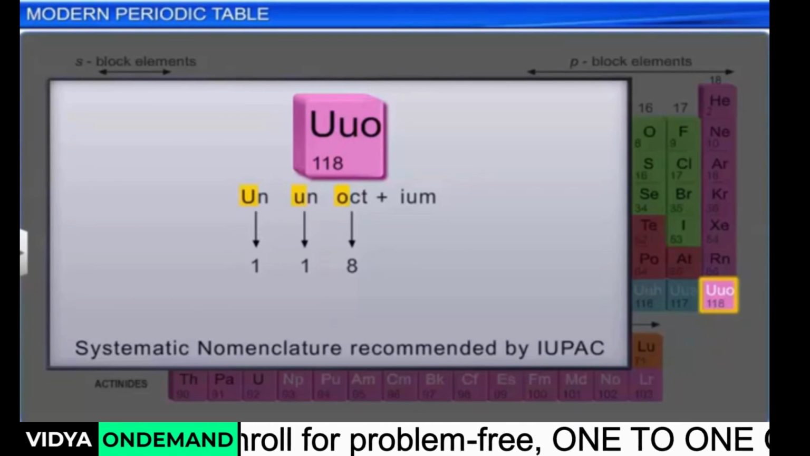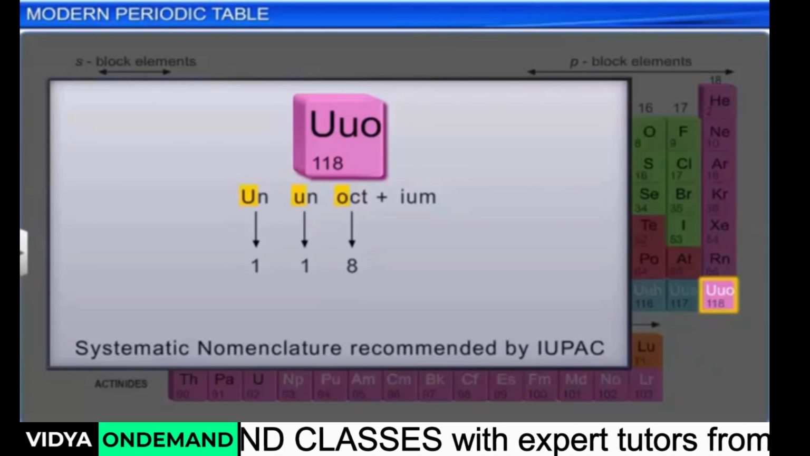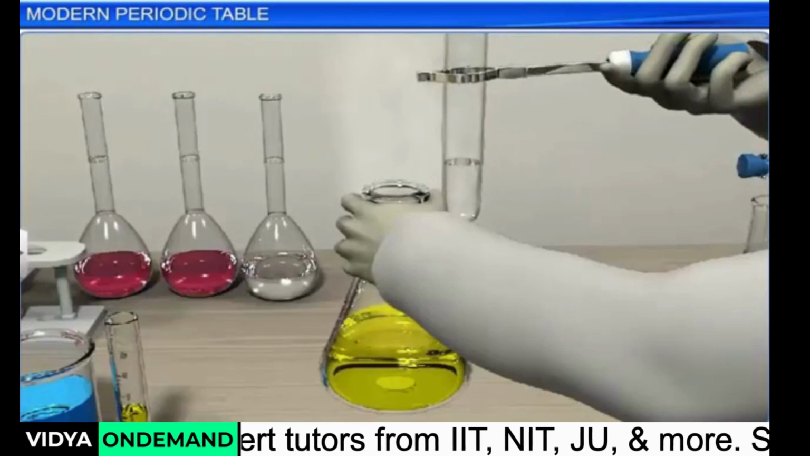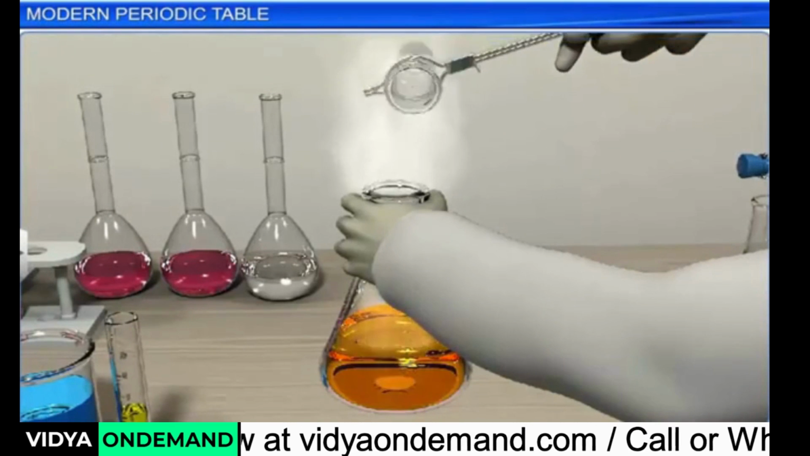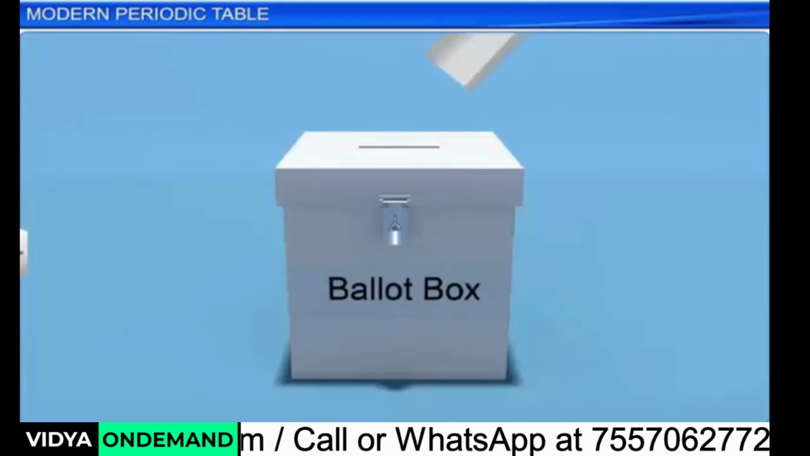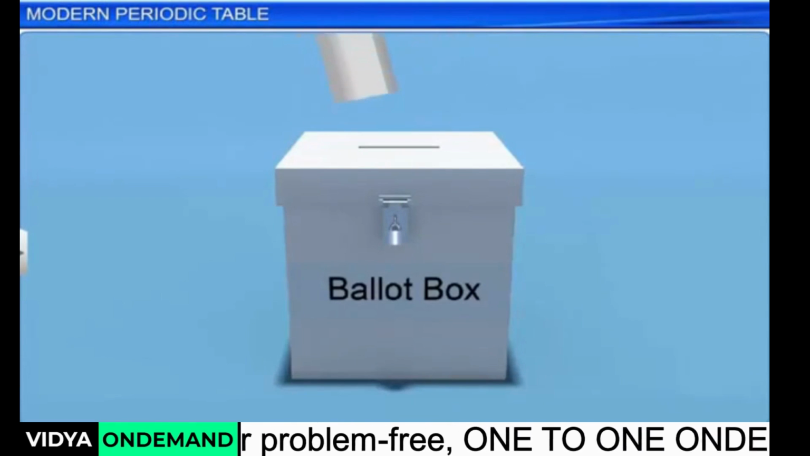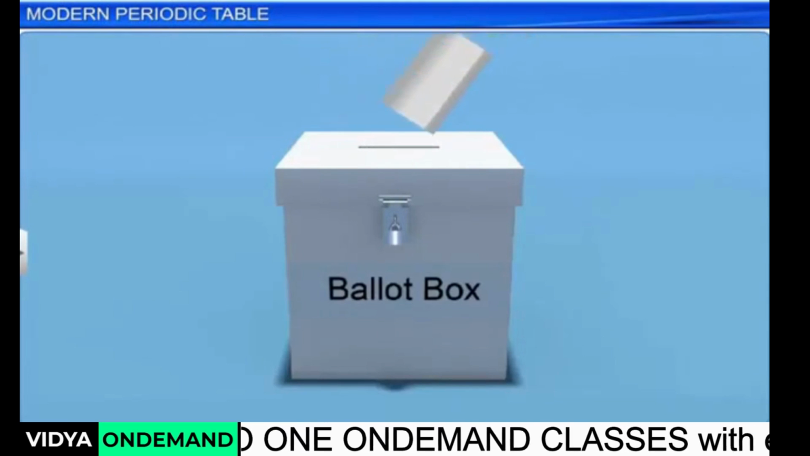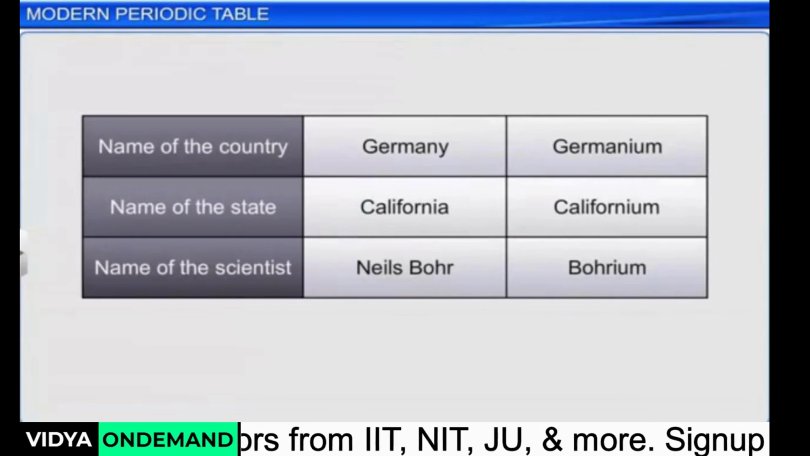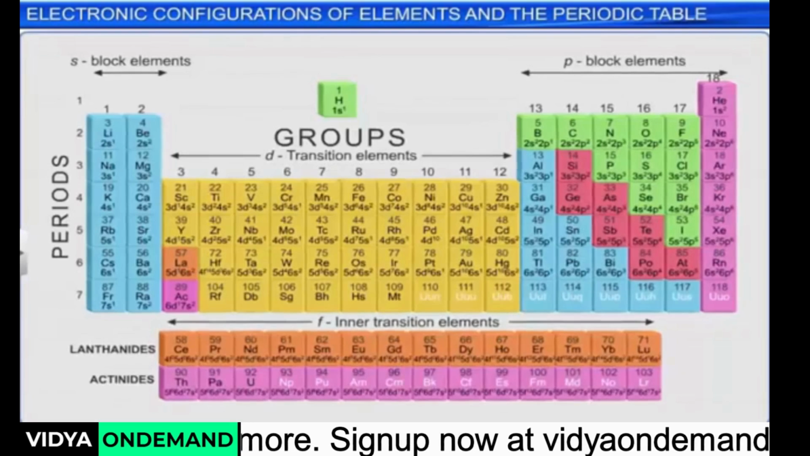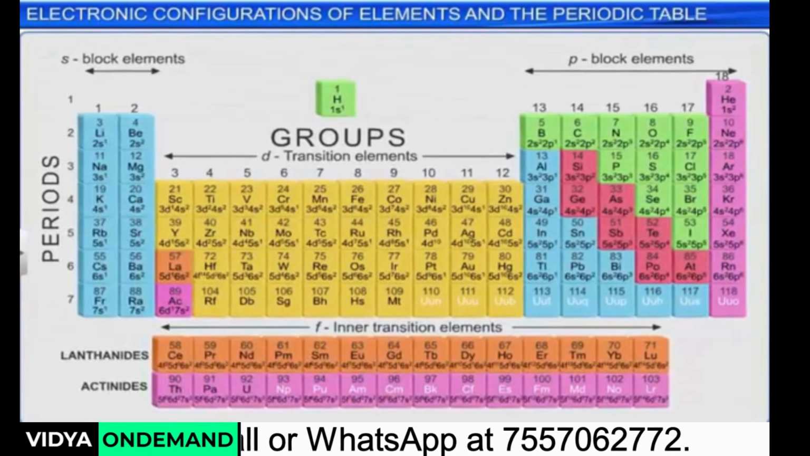After the discovery of the new element is proved, it gets a permanent name and symbol by a vote of IUPAC representatives from each country. The permanent name, thus obtained, might reflect either the name of the country or its state, like germanium, californium, and borium. The long form of periodic table is the most widely used modern periodic table.